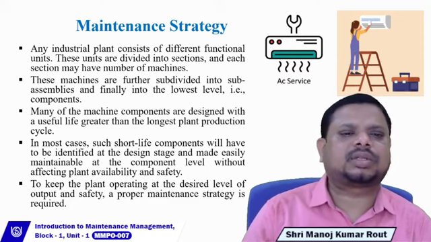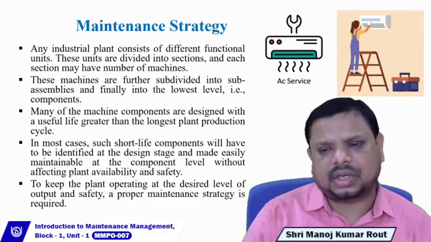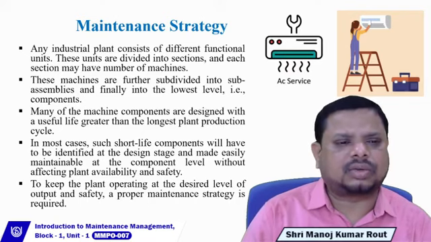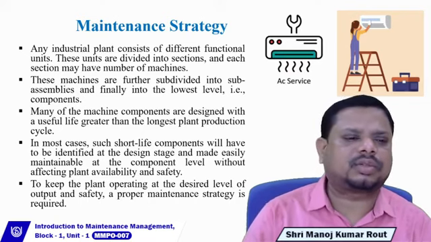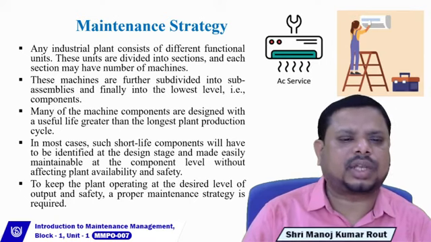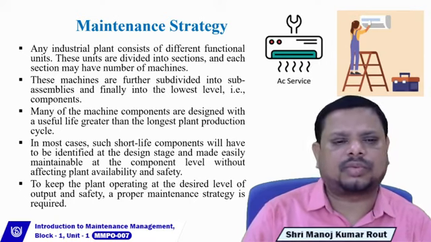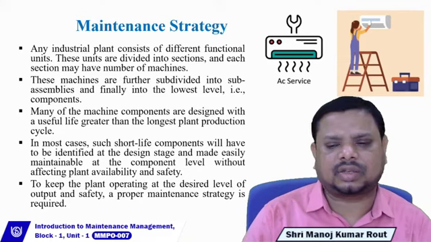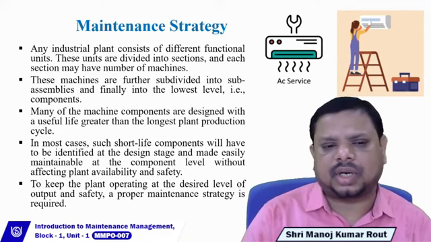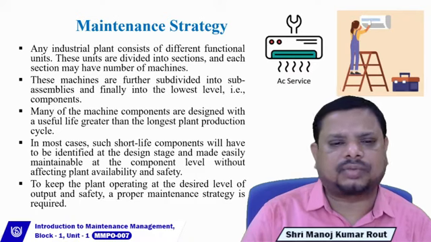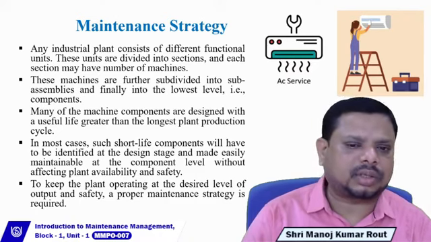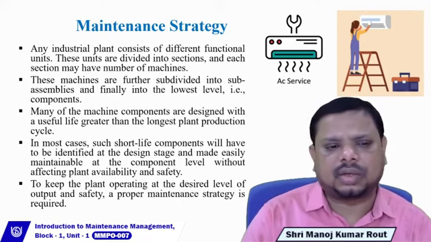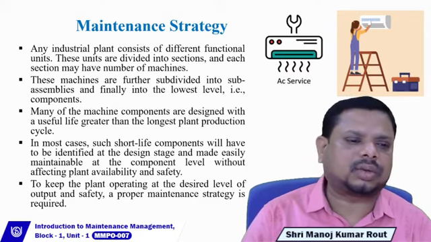So each division consists of a number of machines, such as conveyors, boilers, or furnaces. These machines are further subdivided into sub-assemblies and finally into the lowest level, which is known as components. For example, furnaces consist of a number of components, and each component is also divided down to the lowest level. For example, furnaces have hydraulic components, and in hydraulic components you can find hydraulic cylinders. So this hydraulic cylinder is nothing more than a component.